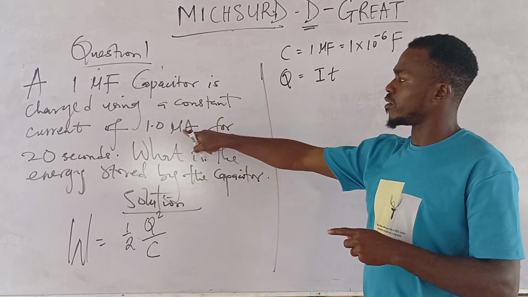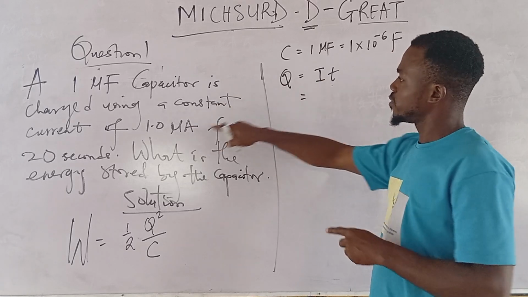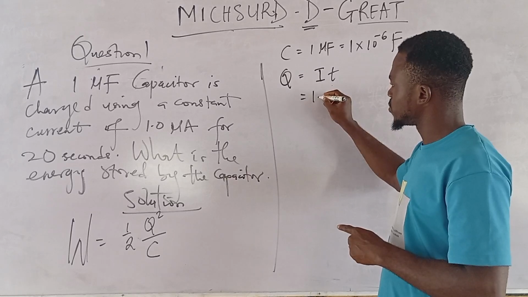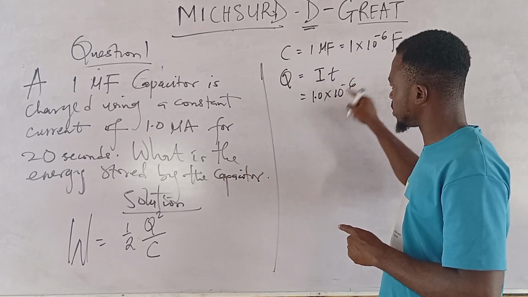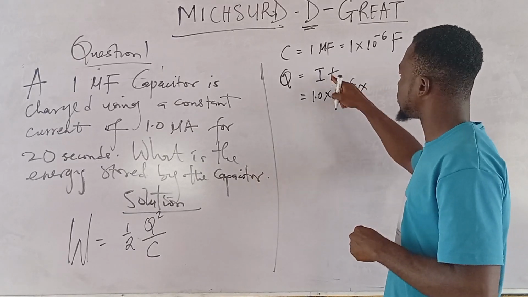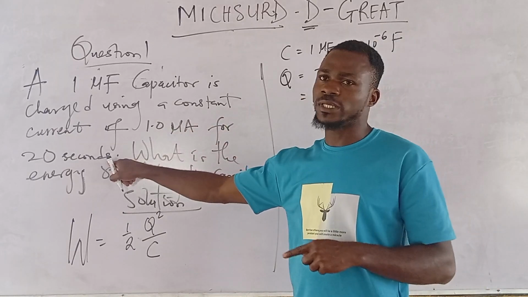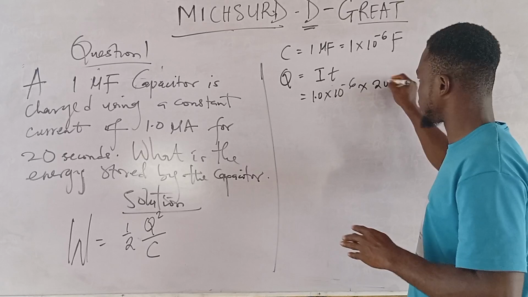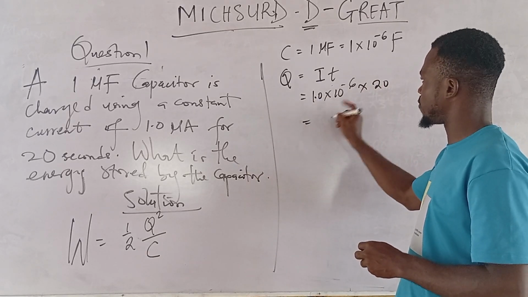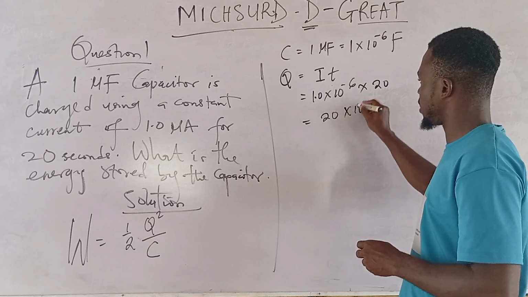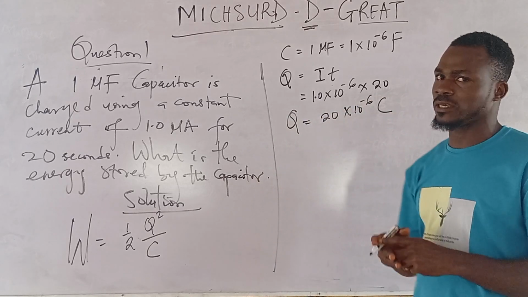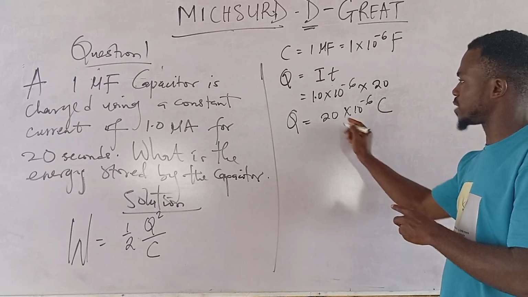So here we have the current. The current is 1.0 microampere, which we are going to write as 1.0 times 10 raised to the power minus 6 because of the micro. So we have it ampere times the time. The time is 20 seconds, which is also in SI unit, so we leave it this way. Then multiply these two. We are going to have that 20 times 10 raised to the power minus 6 is the charge. And charge is measured in coulombs. So we write coulombs as the unit of the charge.